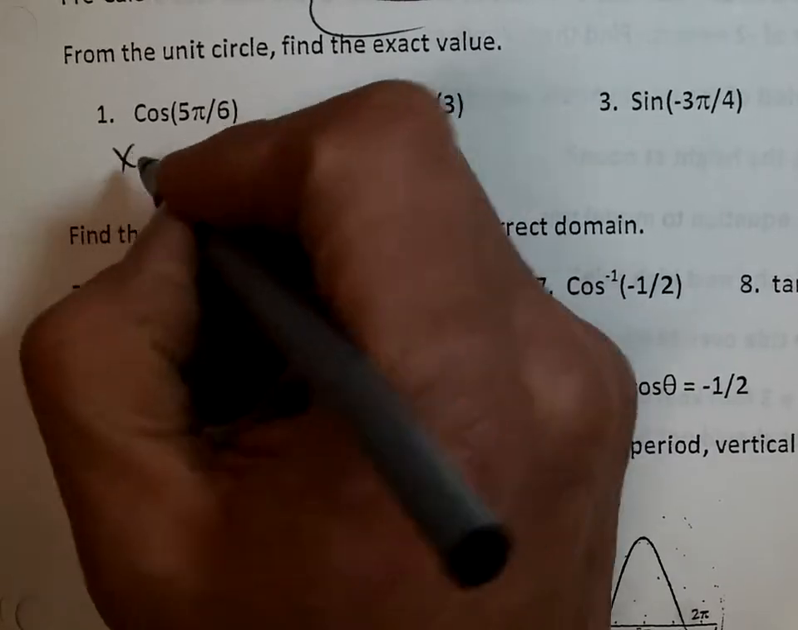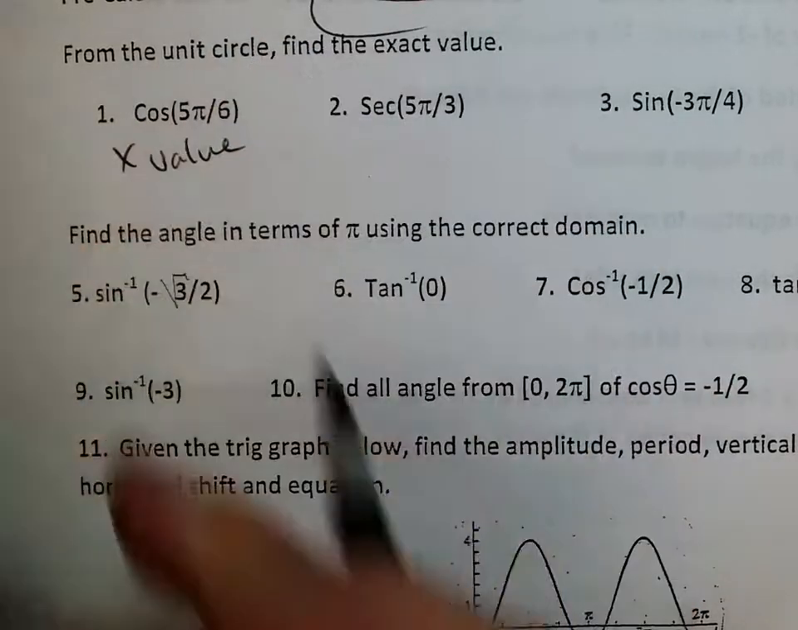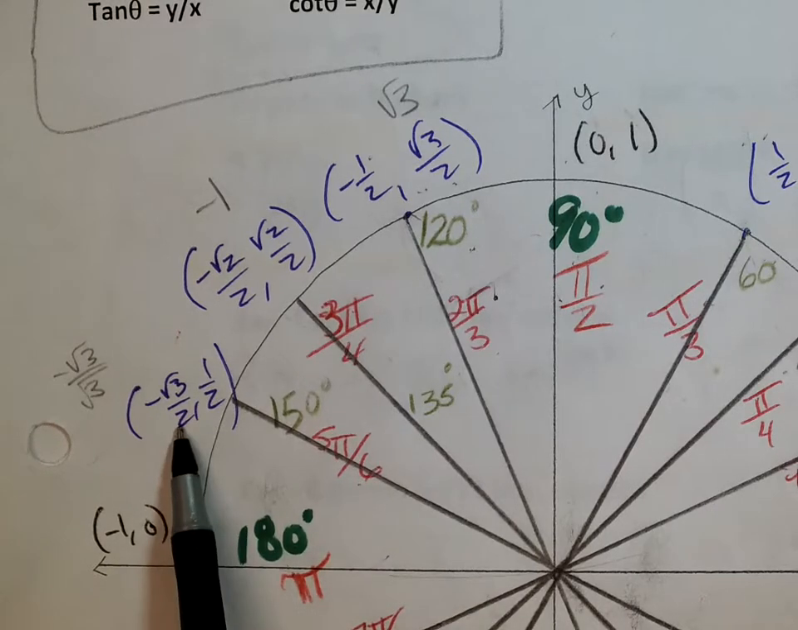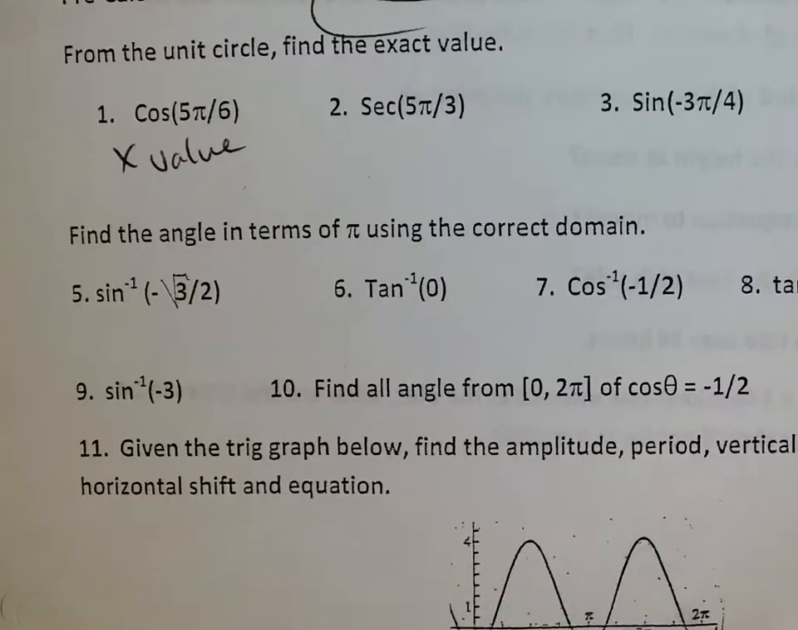X value. So 5 pi 6 is here. X value is negative square root of 3 over 2. Boom, right?